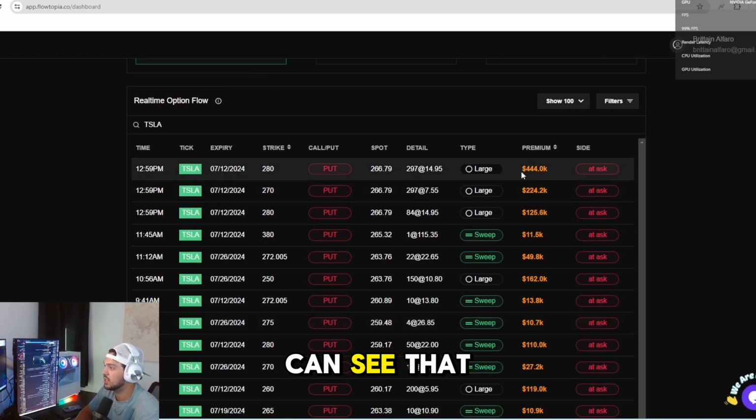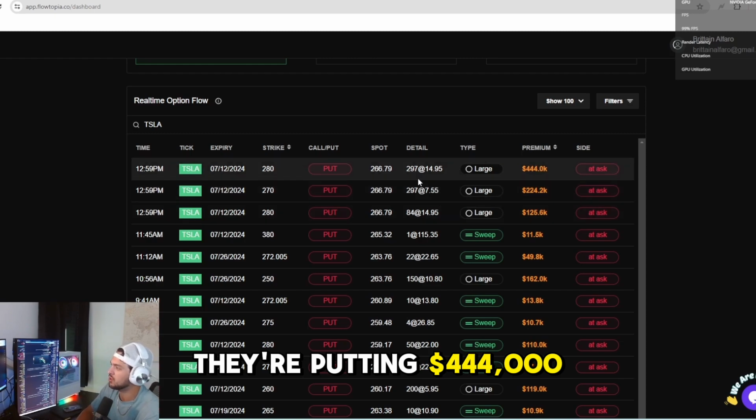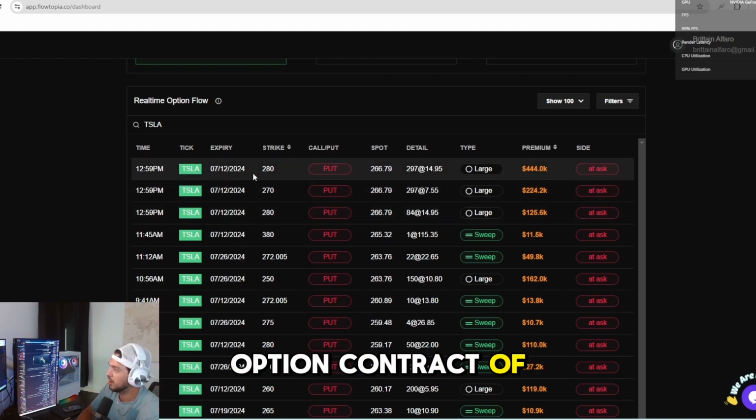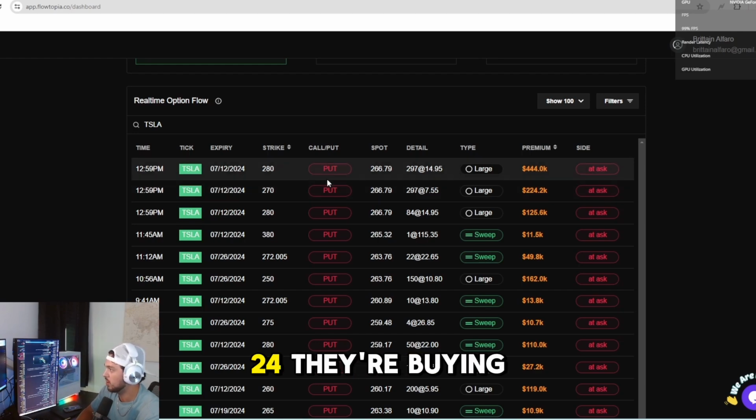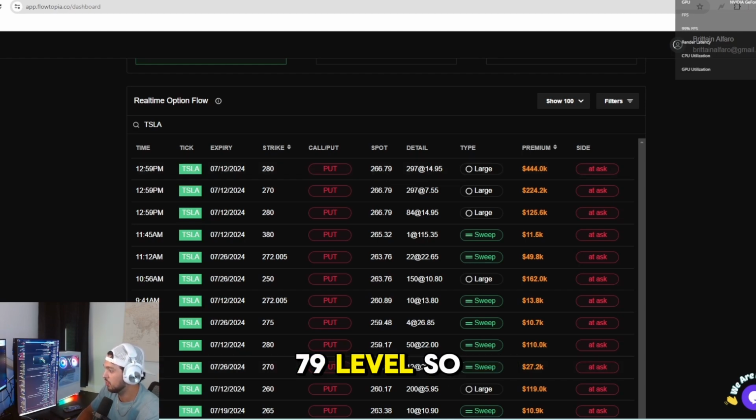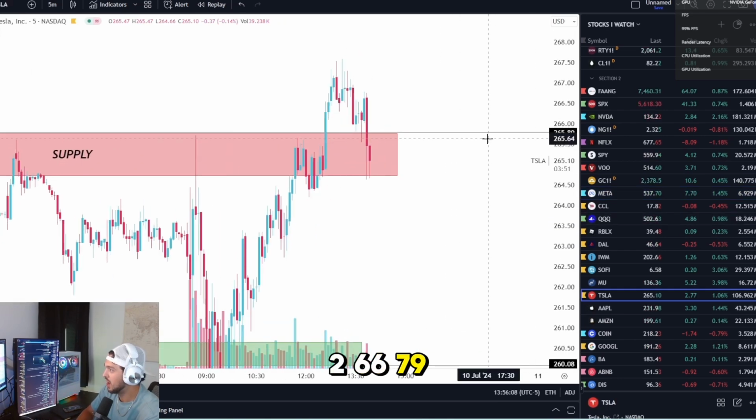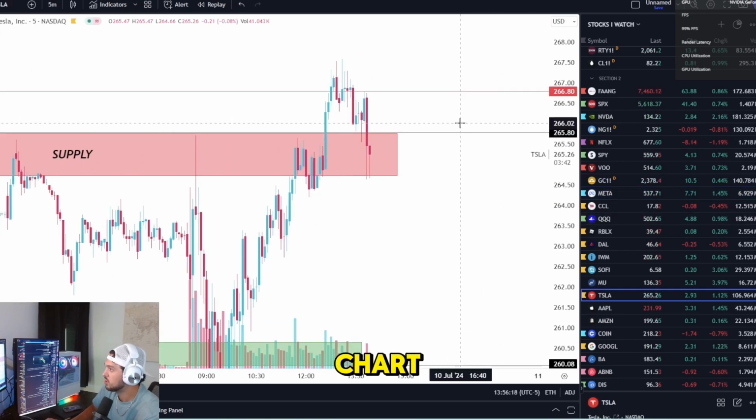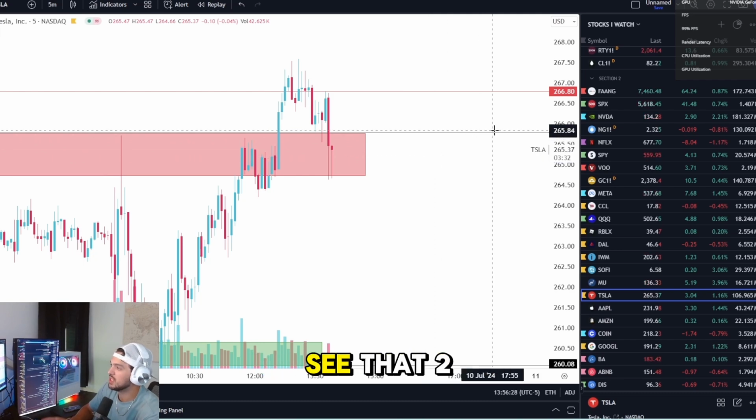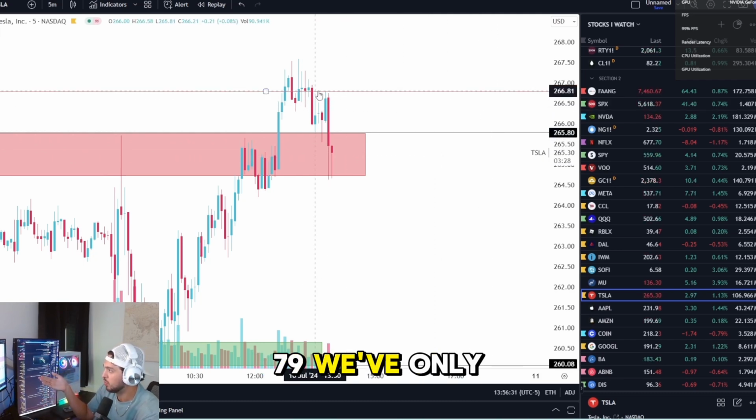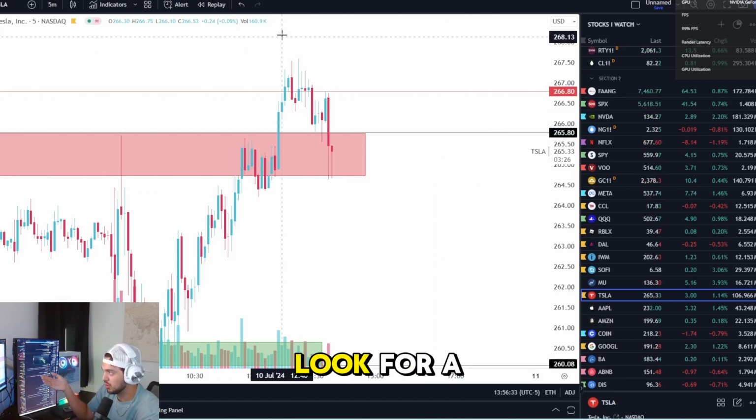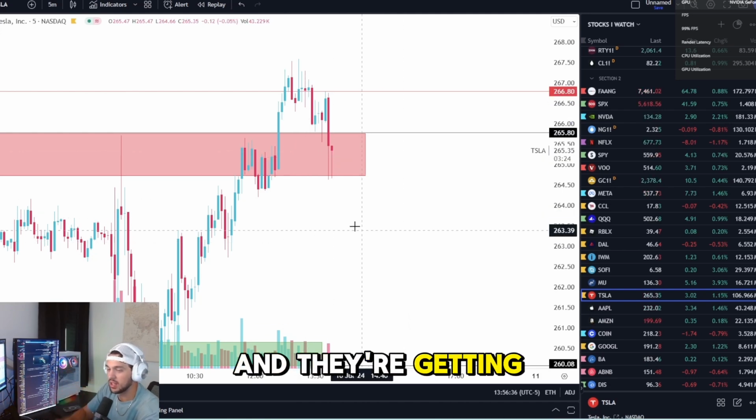And then you can see that they're putting $444,000 into the option contract of the 280 strike with the expiry of 07/12/2024. They're buying puts, so they're looking for a downside move, and they're buying at this 266.79 level. So if we go to Tesla on the chart, 266.79. Let's go mark it on the chart. It's around right here. They're already making money because you can see that at 266.79, we've only fallen from there. So they bought puts, so they're looking for a downside move, and they're getting that downside move right now.